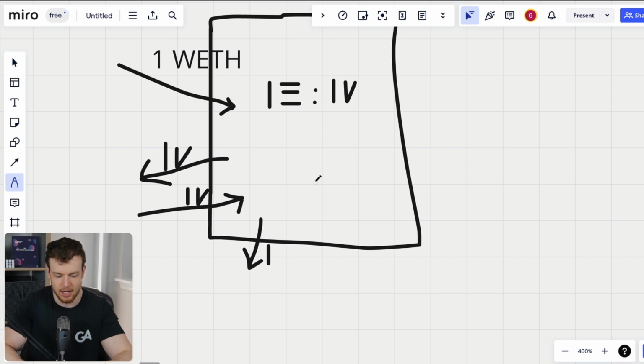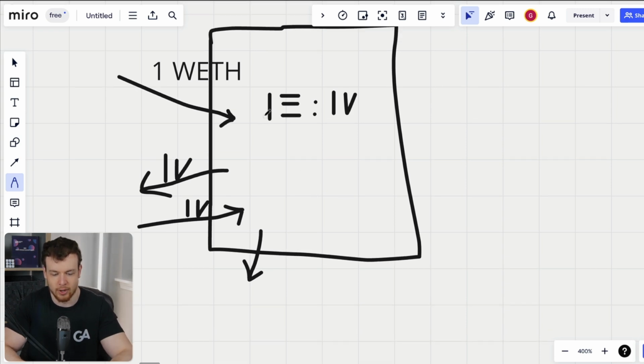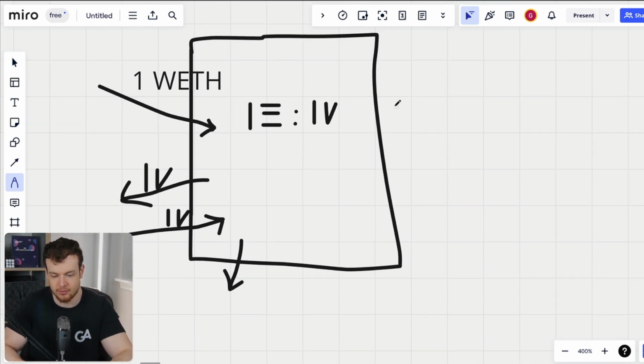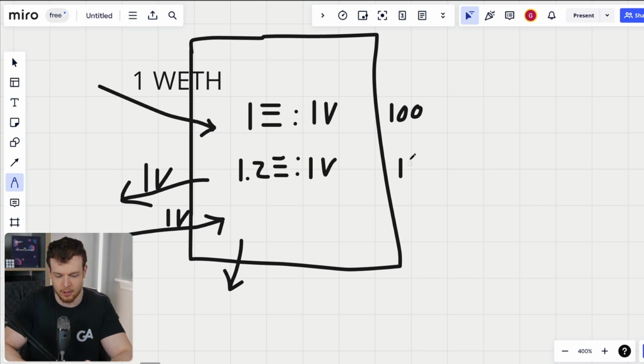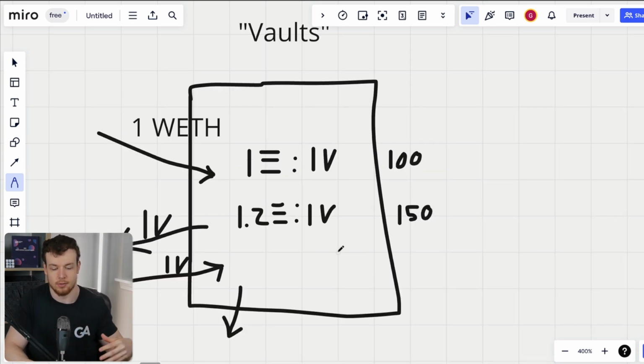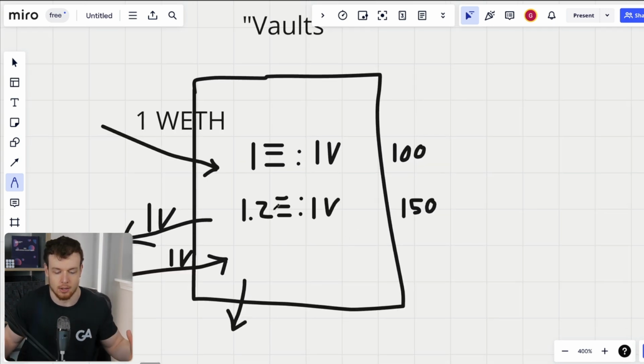So I might have deposited when the ratio was one ether to one vault token, say in block 100, but the ratio could change. It could be 1.2 ether per one vault token in block 150. So what happened is the ether that was sitting in the vault, it accrued value.